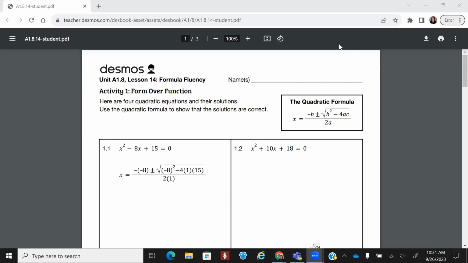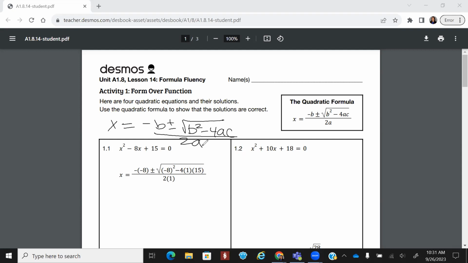Okay, so today we're going to talk about the quadratic formula. You probably did this last year. Yes, I understand. So the quadratic formula is going to look like this. It's going to be x equals negative b plus or minus the square root of b squared minus 4ac all over 2a.